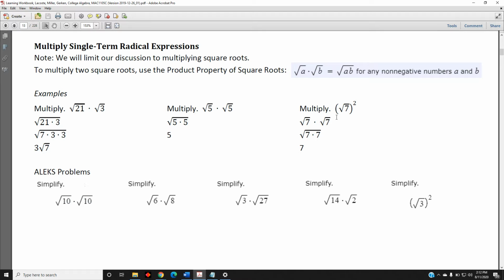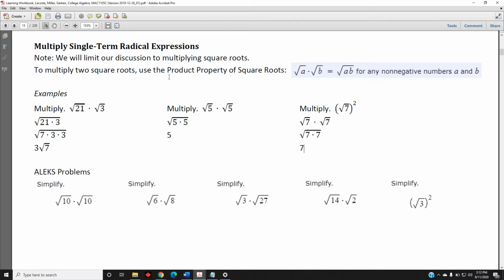All right, let's look at our third example. Multiply the square root of 7, all in parentheses, squared. Well, an exponent tells me how many times to multiply the base by itself. So really, this is saying take the square root of 7 and multiply it by the square root of 7. Well, by the pattern we just learned a moment ago, the square root of 7 times the square root of 7 must be 7. And indeed, that is the correct answer.